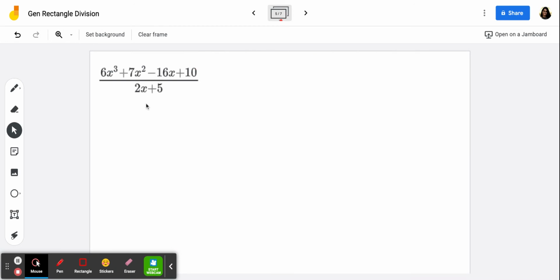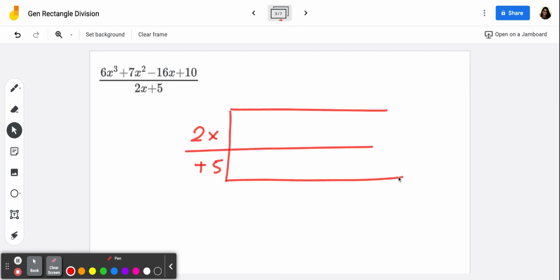All right, so I've rewritten the problem over here. We're going to make a generic rectangle. Don't get too focused on making a perfect rectangle or anything like that. It'll be messy, but the important part is being able to get the correct answer and, of course, understanding it. So here's what I usually do. I write this first, 2x plus 5, on the side.